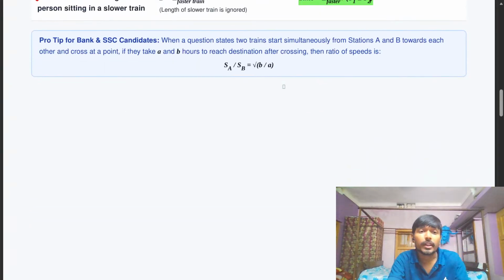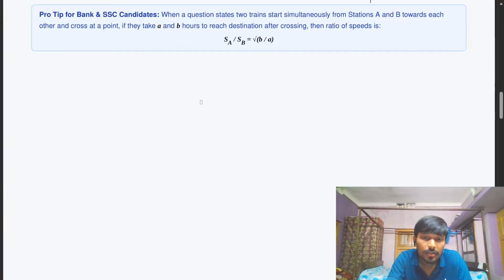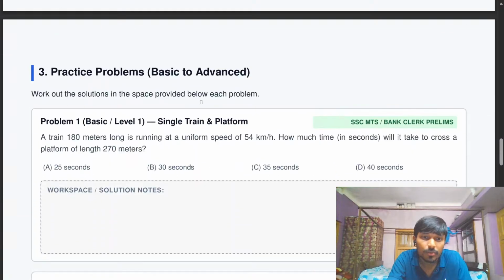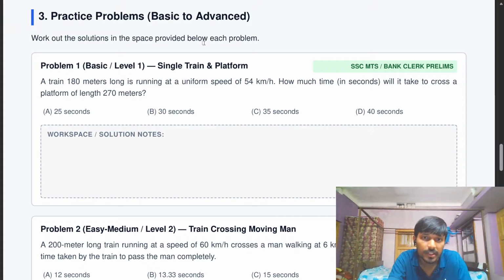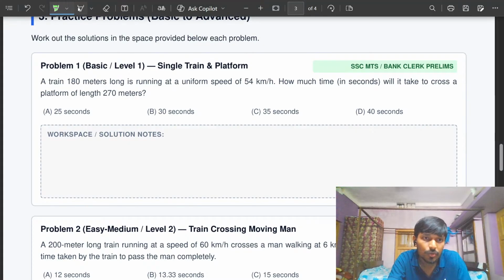Pro tip for bank exams: you don't have to remember this portion. Now we are moving to practice problems, from basic to advanced level. Now we are going to solve this type of question.